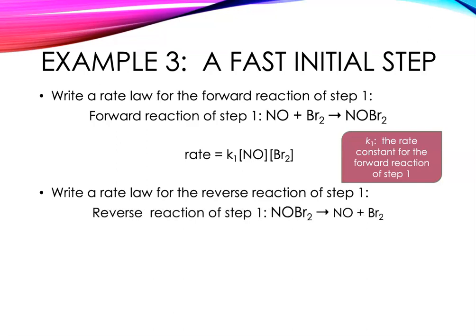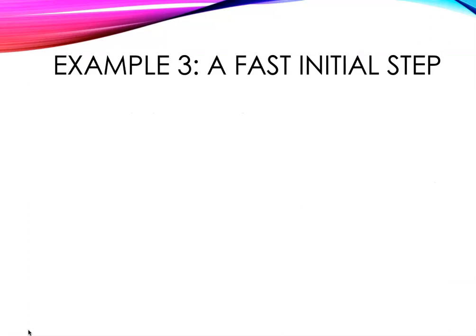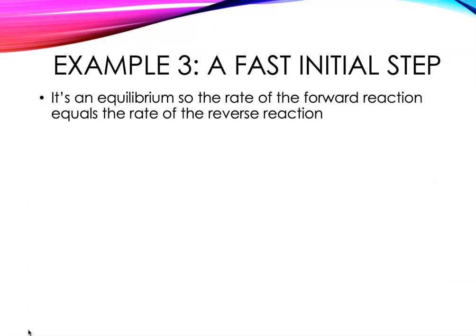And so the reverse reaction of step 1 has NOBr2 reacting to form NO and Br2. So I can write a rate for that step, all right? And I'm calling the rate constant K minus 1 because it's the rate constant for the reverse step of reaction 1. At equilibrium, the rates of the forward and reverse reactions are equal. That's what it means to be at equilibrium. So I'm going to set these equal to each other.